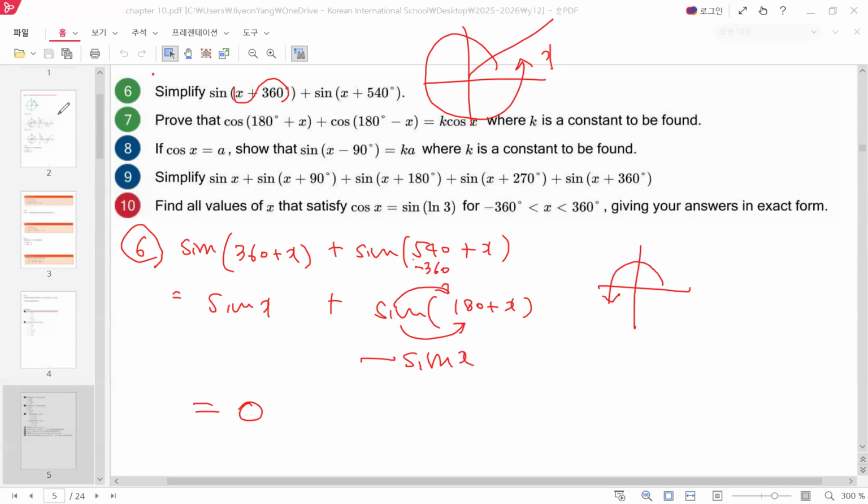Question number 7. Question 7, guys. Okay, this one. Is this cosine or sine? Cosine x. And then which quadrant is this? Third. So therefore negative or positive? Negative. This one as well. Cosine x, and this angle is in the second quadrant, therefore negative. So if you add them up, it's going to be negative 2 cosine x, therefore k is negative 2. Do you understand?